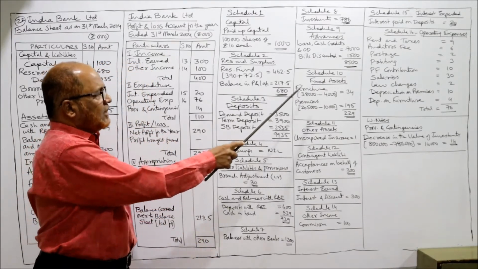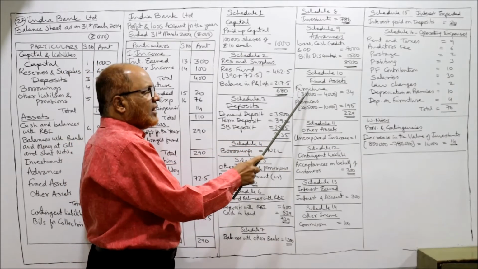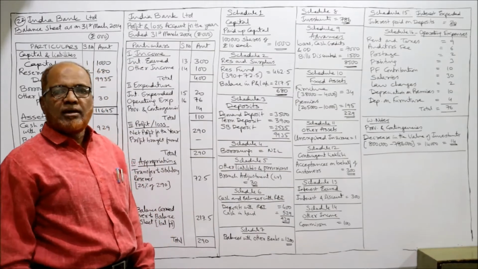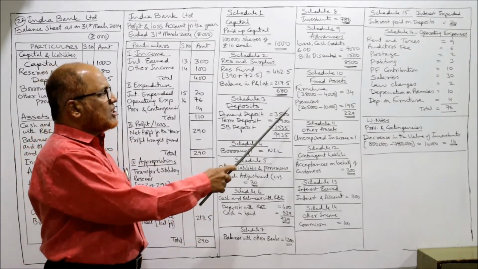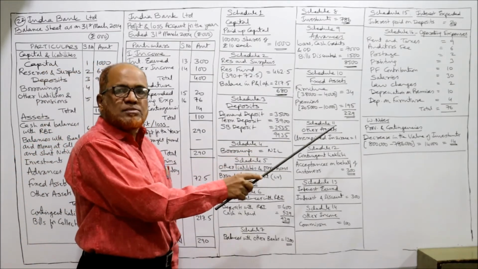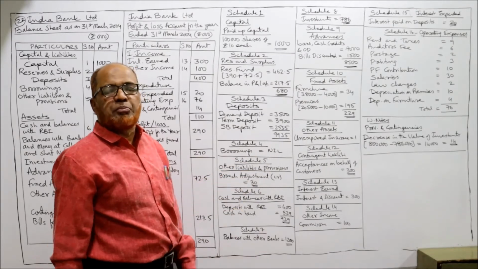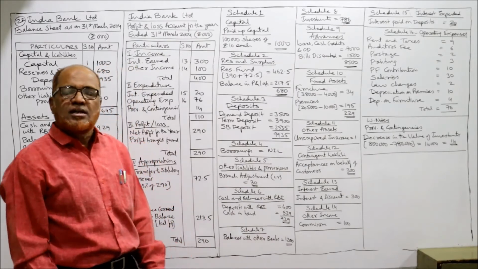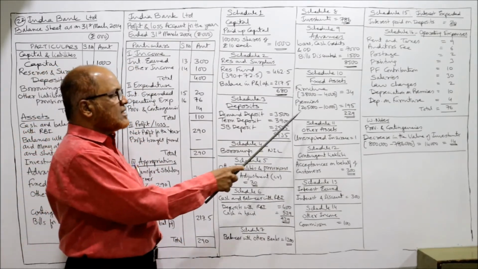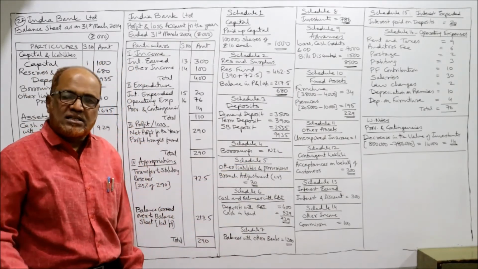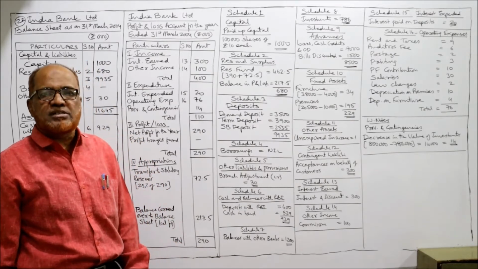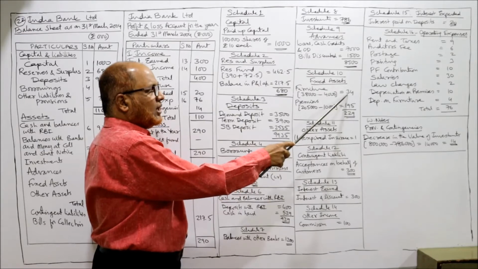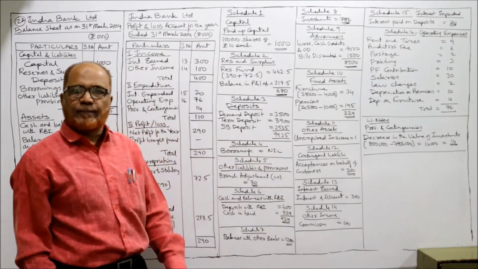Fixed assets. Yes, schedule number 10 is fixed assets. Furniture 38,000 minus 4,000, 34,000. In the trial balance, the value of furniture was given 38,000. The adjustment is saying provide 4,000 depreciation. So deduct depreciation, 34,000 is the balance. Similarly, premises given in the trial balance is 2,05,000. And the adjustment given is depreciate premises by 10,000, minus 10,000, 195. So 34 plus 195, 229.